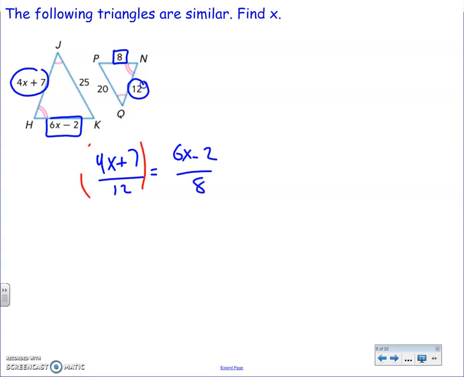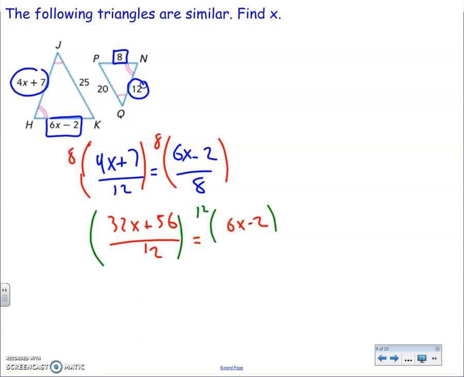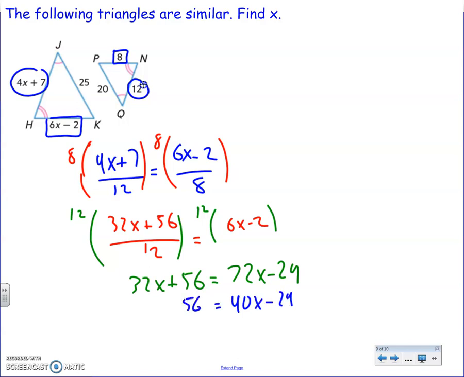Multiply. So that's 32x plus 8 times 7, which is 56, over 12 equals 6x minus 2. Multiply by 12. That's 32x plus 56 equals 12 times 6, 72x minus 24. Get x to one side by subtracting 32x. That makes 40x. Add 24. That makes this 80 equals 40x. Divide by 40. 2 equals x. Find x, done.